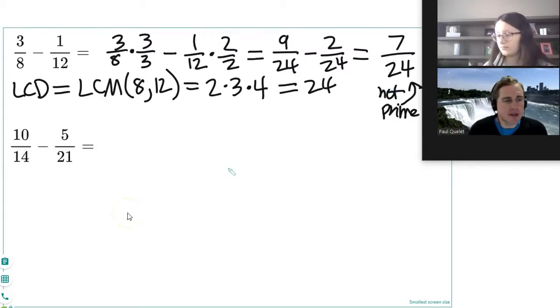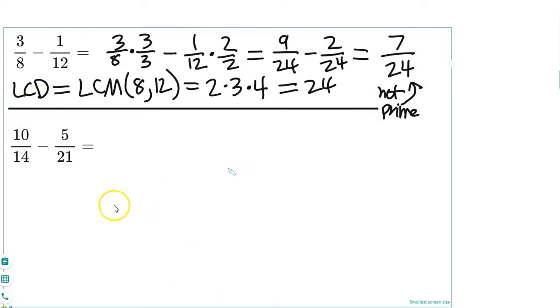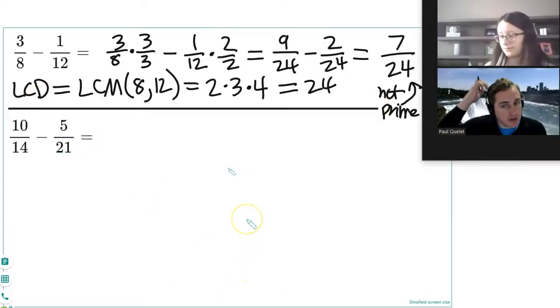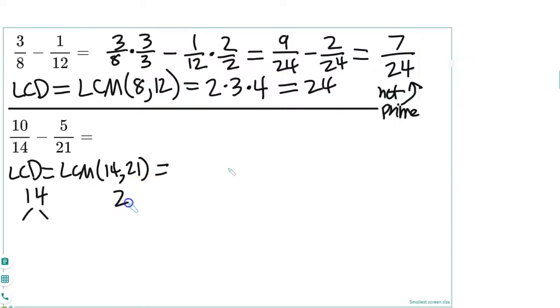Okay, so I have 10/14 minus 5/21. You tell me, what should we first seek to perform this subtraction? We do the LCM, just like that, of what two numbers? I agree. Okay, so what should we start off with next? What does 14 break down into? 7 and 2. We done with those?